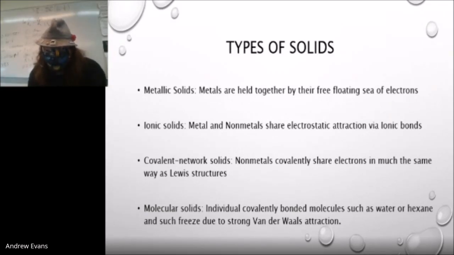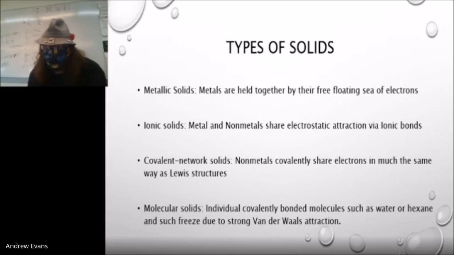A molecular solid is just an individual, covalently bonded molecule that's going to mix with another individual molecule. Like, how does water freeze? Water is a distinct H2O. It's not H20O10. It's two H's, one O. How does two H's, one O bind with another one?